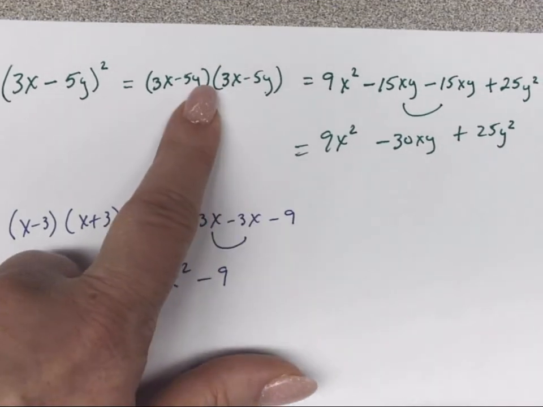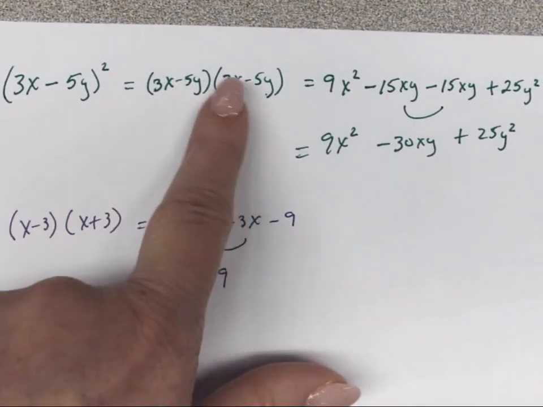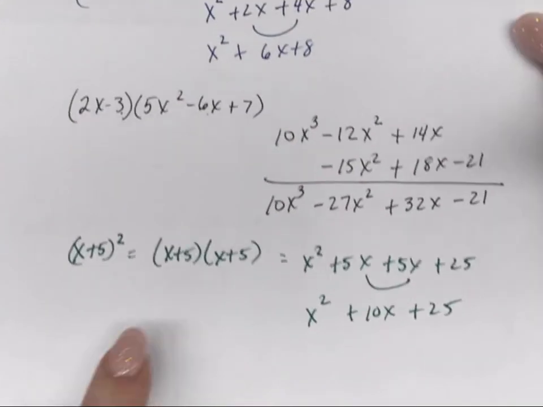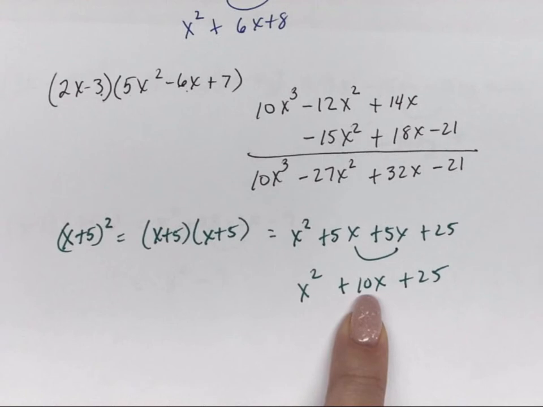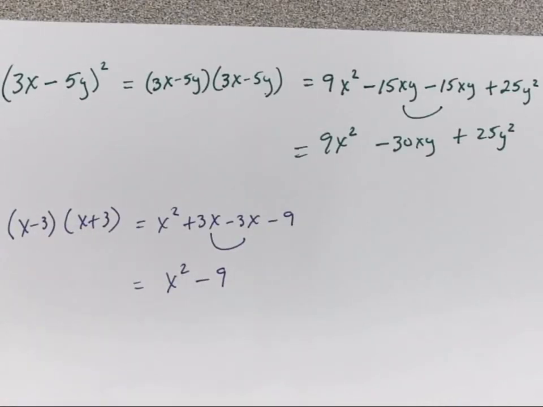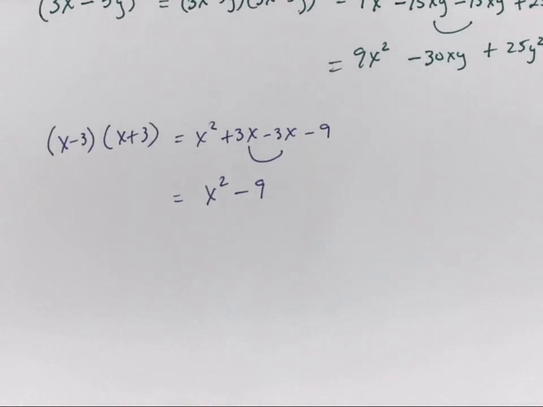The difference on this one is that they're both negative, so they don't cancel out, and that was also the case when they were both positive. When they're both positive, it doesn't cancel out. But when one is positive and one is negative, you end up with the middle terms canceling. All right, let's look at another one of these.